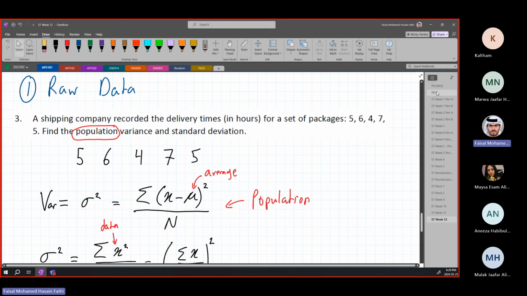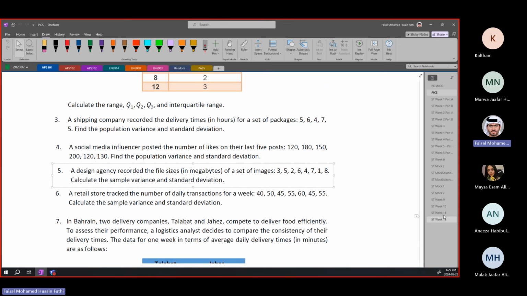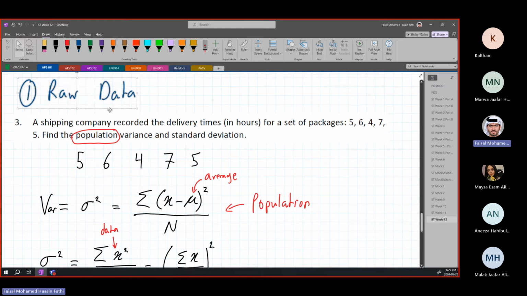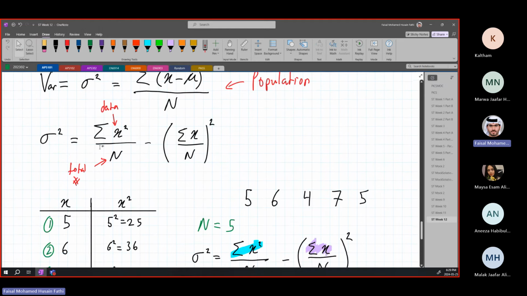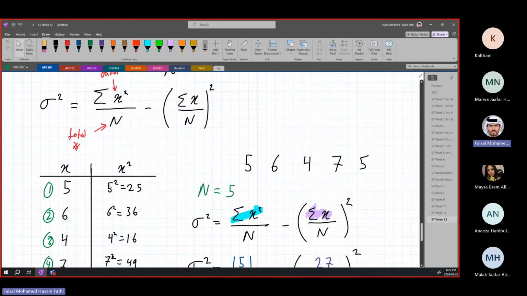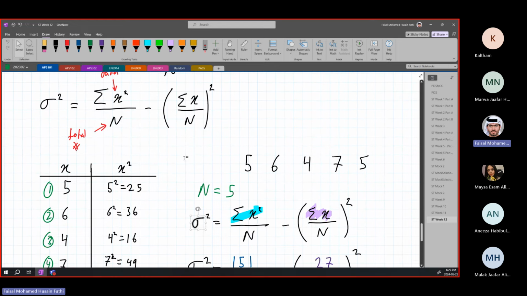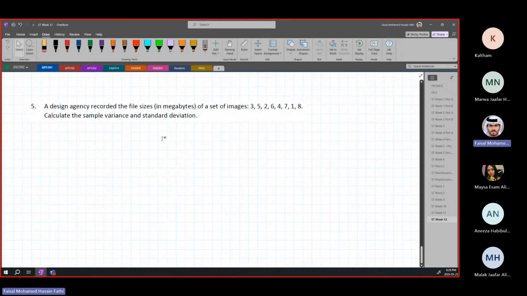Let's look at the case where it is not asking for population. Let's see when it's asking for sample variance, for example, in this case. Remember, this is still raw data. Obviously, you need to know that this is raw data by just looking at it. Since you don't have any frequencies, you just have a single value, you know that it's raw data. If you have a single value with a frequency, that means it is single data. And if you have a range here, you will know that that is grouped data. All right.